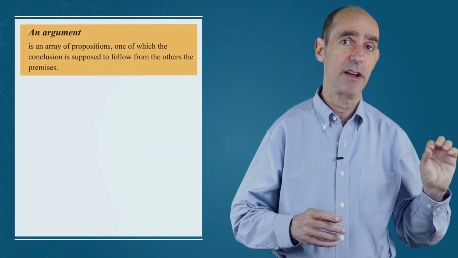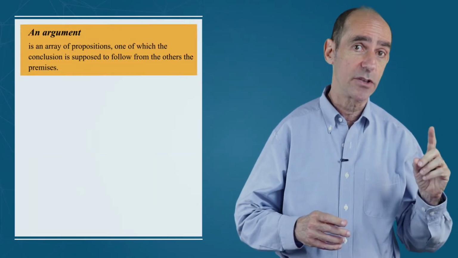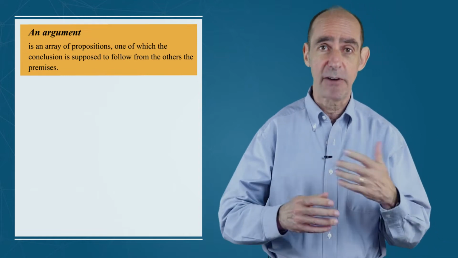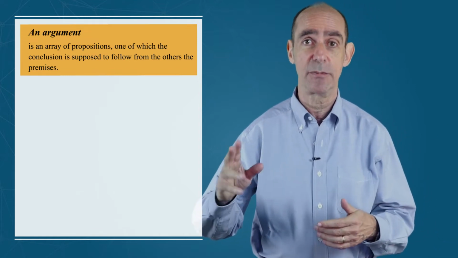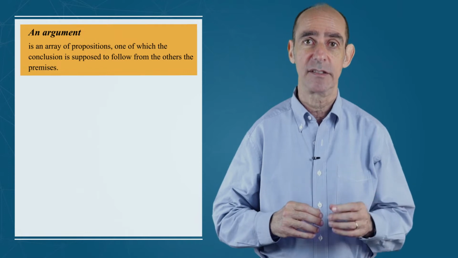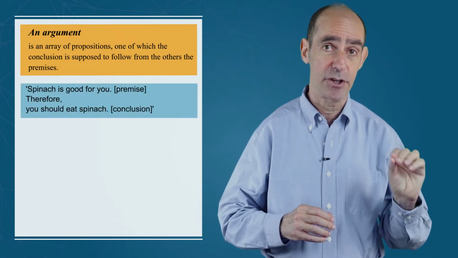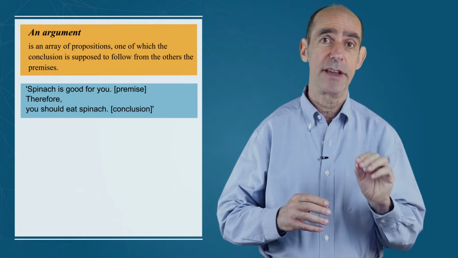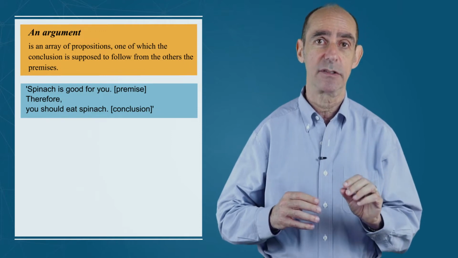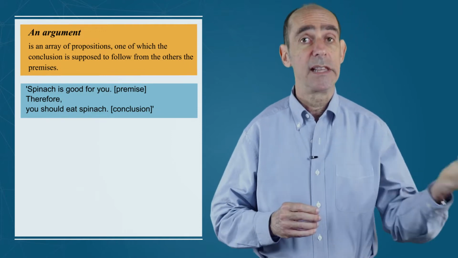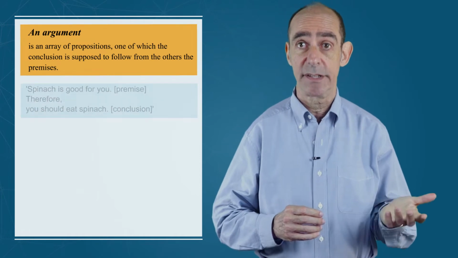We've been talking about what an argument is. Here's the definition. An argument is an array of propositions, one of which, the conclusion, is supposed to follow from the others, the premises. For instance, spinach is good for you, that's the premise. Therefore, you should eat spinach, conclusion.